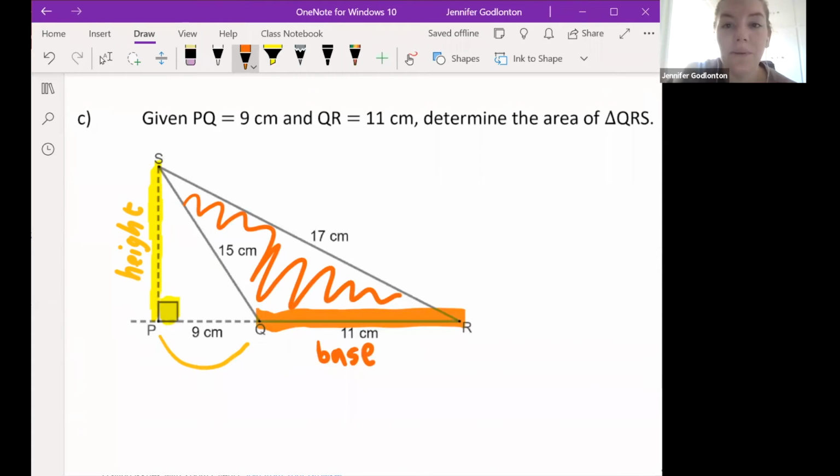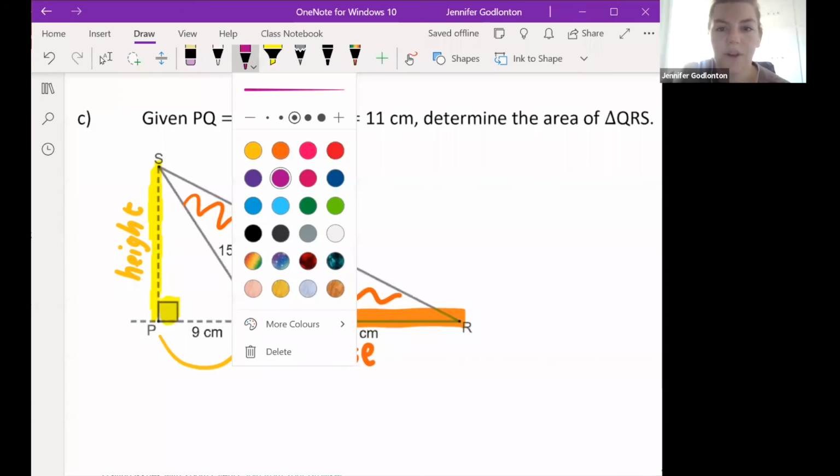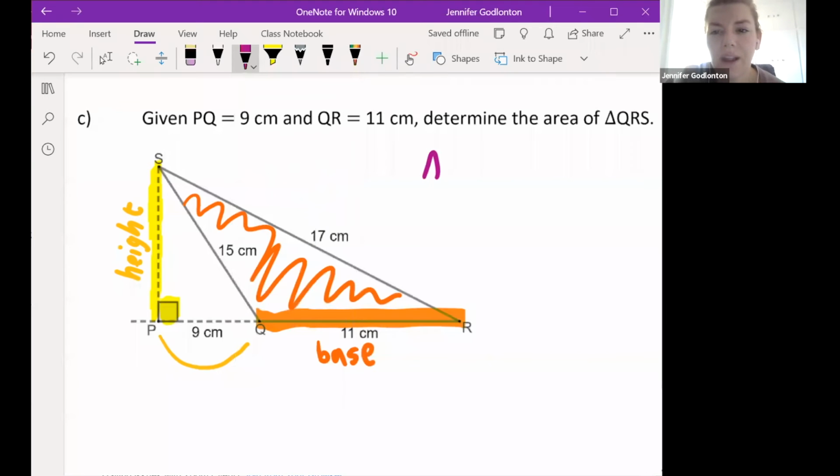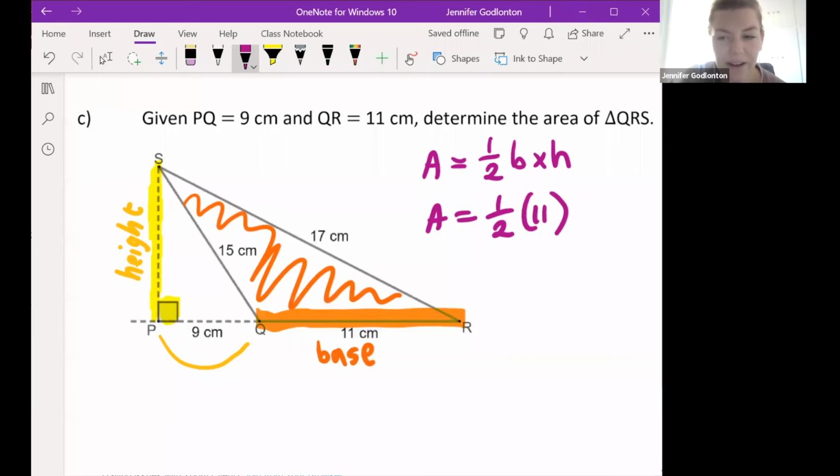And then we think about our formula for a triangle. Our area is equal to half base times height. Now we know that our base is 11, so we can say half of 11. What is my height? Do I have any number for my height right now? No. If I don't have a value for my height, but I do have a right angled triangle, what do I do?